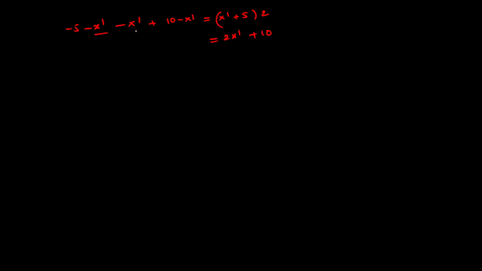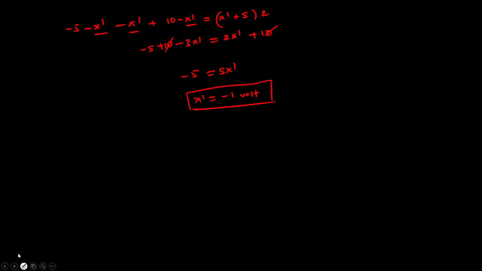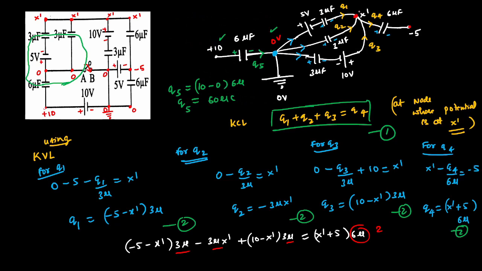This is 3 terms, so minus 3x' and minus 5 plus 10. So obviously this becomes 5x' equals minus 5. So x' is just minus 1 volt. That's what we have. Okay, so now we know that this point is at minus 1 volt. Now, if you know that, then you can just use that in equation 2 and get the values of q1, q2, q3, q4 and all.